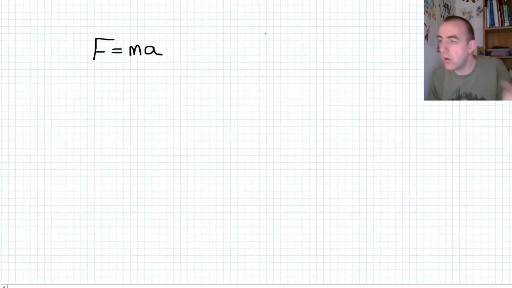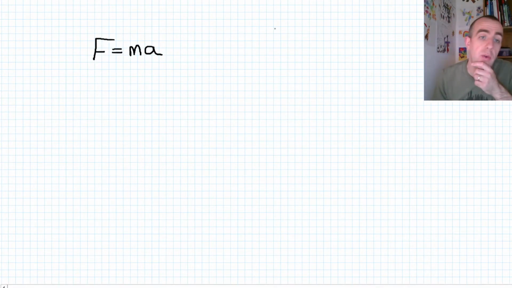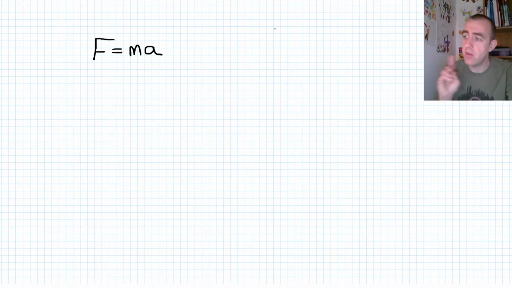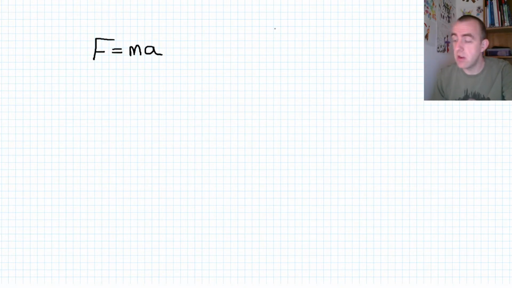In this video we're going to investigate the relationship between force and acceleration. For a constant mass, the relationship between force and acceleration is this. Force is mass multiplied by acceleration. It's important to note that this is the resultant force and the resultant acceleration.